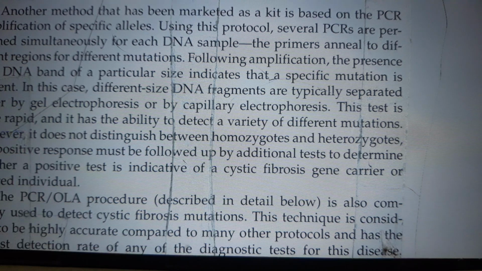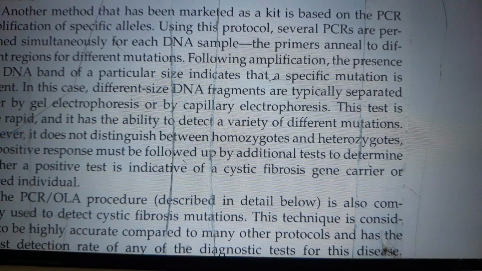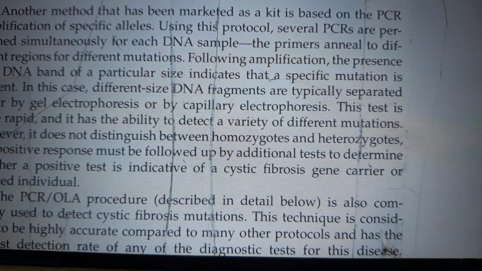In this case, different sized DNA fragments are typically separated either by gel electrophoresis or by capillary electrophoresis. This test is quite rapid and it has the ability to detect a variety of different mutations. However, it does not distinguish between homozygotes and heterozygotes, so a positive response must be followed by additional tests to determine whether a positive test is indicative of a cystic fibrosis gene carrier or affected individual.